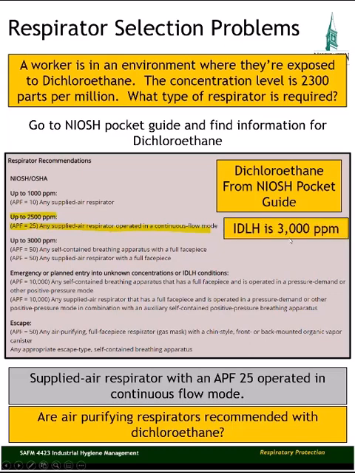In IDLH level, 3,000 parts per million. If we're above that, this tells us what to do. If we're above IDLH conditions, APF 10,000, self-contained breathing apparatus.